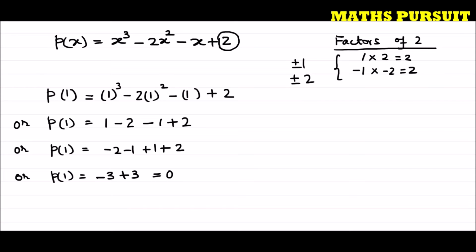So guys, you could see that we got the value of p(1) as 0. We can stop here and we can conclude that we got one factor. So what is that one factor? p(1) is equal to 0.